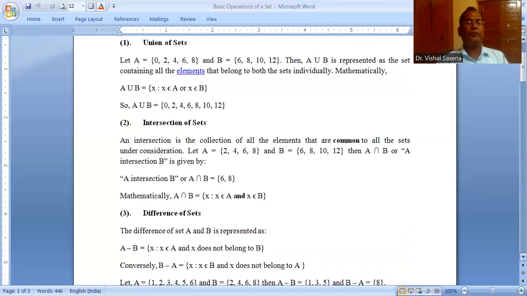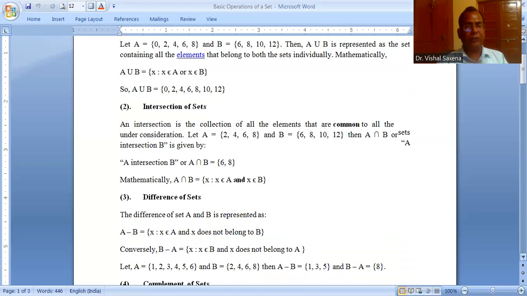Now, difference of the sets. This is the third operation, difference of two sets. Difference means we have to subtract one set from another set. Suppose we have the two sets A and B, then the difference of two sets A and B is written as A minus B or B minus A. But presently we are discussing A minus B.